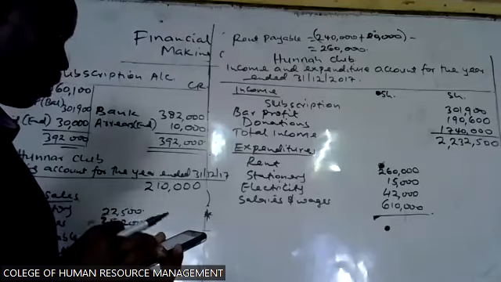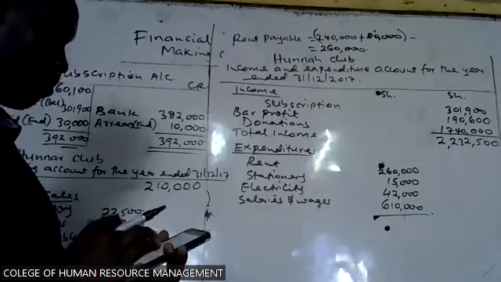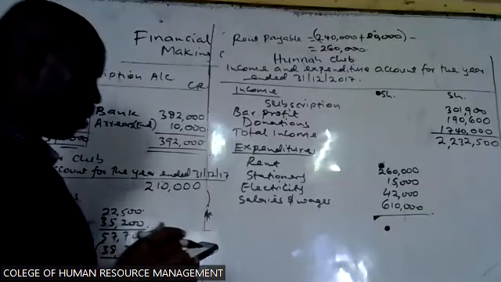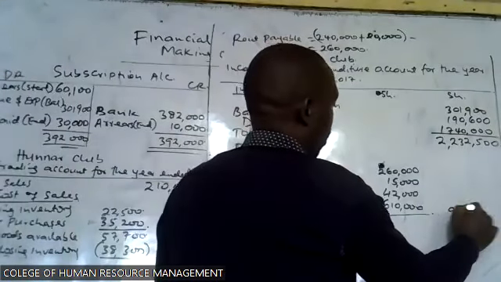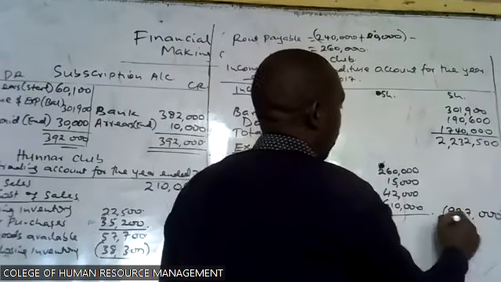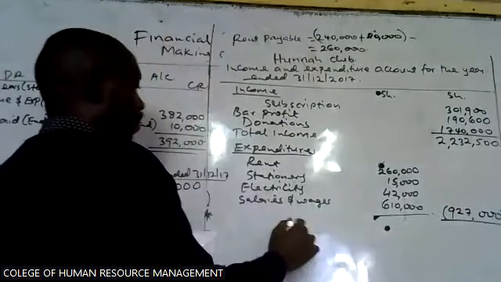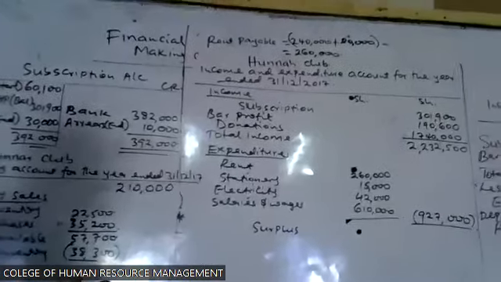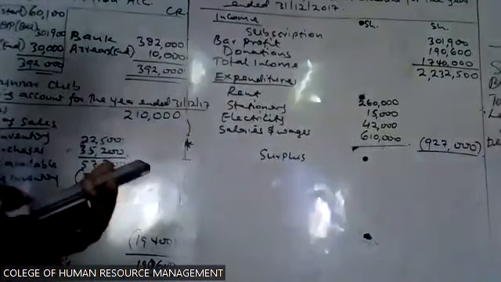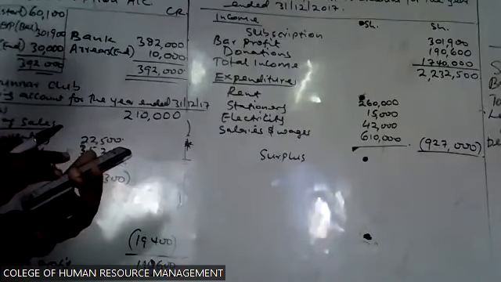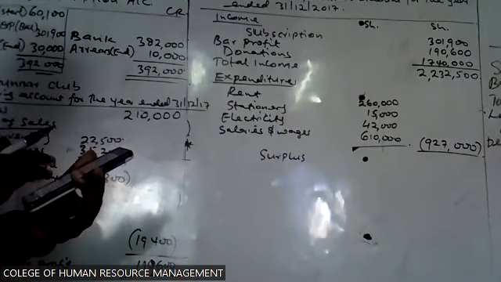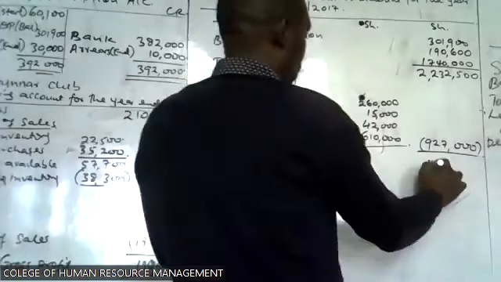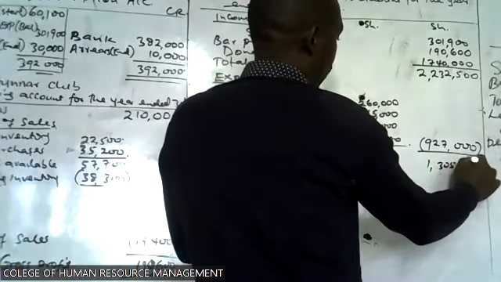60,000 plus 15,000 plus 42,000 plus 16,000. 927,000. Those are total expenditures. So this minus this will give us the surplus. We shall get the surplus because the income is more than the expenditures. You subtract it from 22, 32, 500. You get the surplus is 1,305,500.